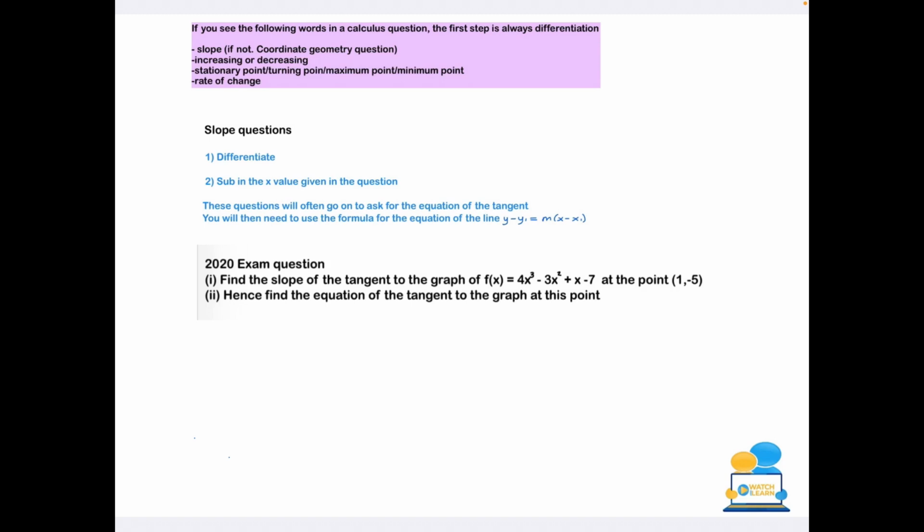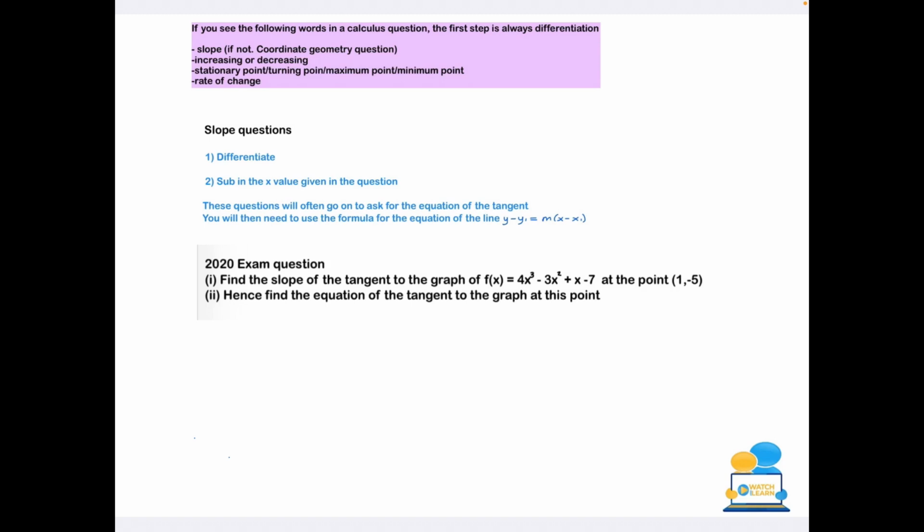So a super common question that all teachers get asked is, why are we learning calculus? What is the point of it? Calculus has a huge range of applications. If you go on to study maths in university, a lot of maths is calculus. So if you see any of the following words in a calculus question, then you need to differentiate.